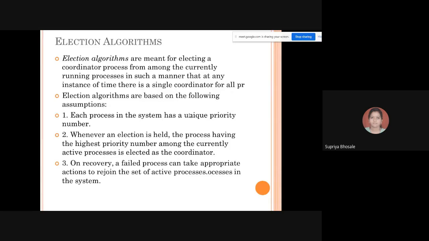So why are we going for the election algorithm? Several distributed algorithms require that there should be one coordinator process in the entire system that will perform some type of coordination activity which is needed for the smooth running of other processes in the system.